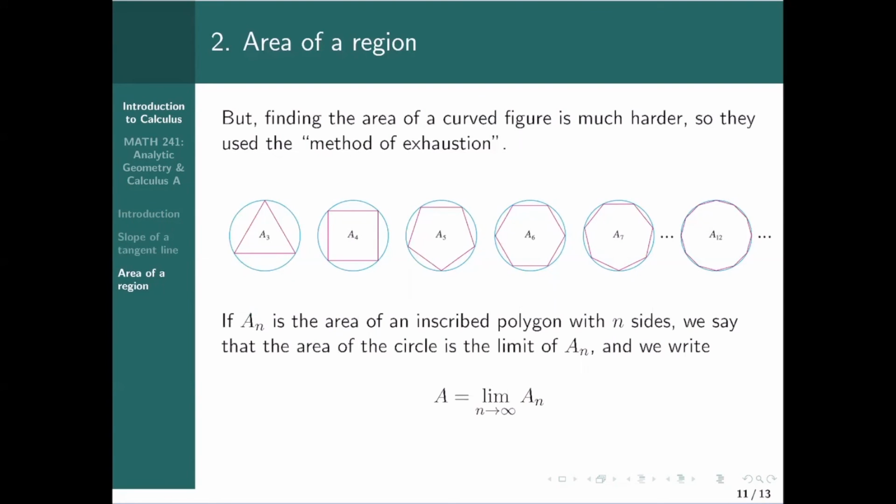And then we can say that repeating this process to a limit is going to give us the area of the circle. Let's say that A_n is the area of an inscribed polygon with n sides. Then in this case, we say that the area of the circle is the limit of A_n. And then we write this the following way. The area of the circle, which we represent by A, is going to be equal to the limit of A_n as n tends to infinity.